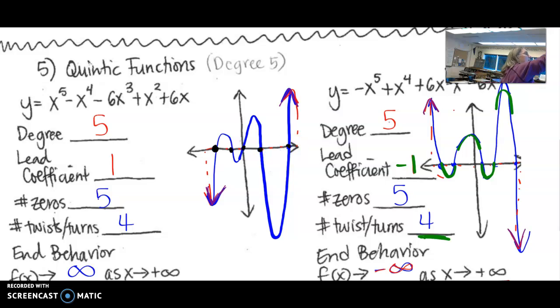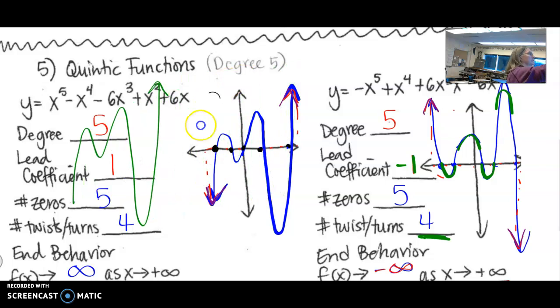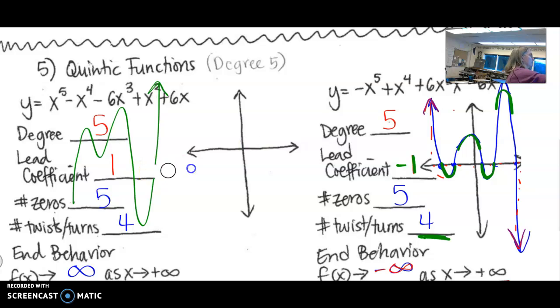But again, if I shift the graph, let me redraw that. Shifting the graph up and down doesn't change the degree or the lead coefficient. What it's going to require to shift a graph up or down is to add a constant. So if I shift this up, you could have 1, 2, 3 zeros in that situation. I'm going to delete that graph.